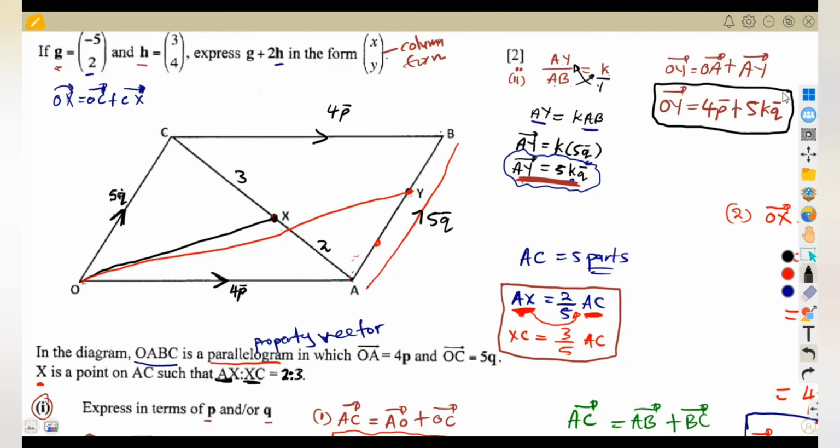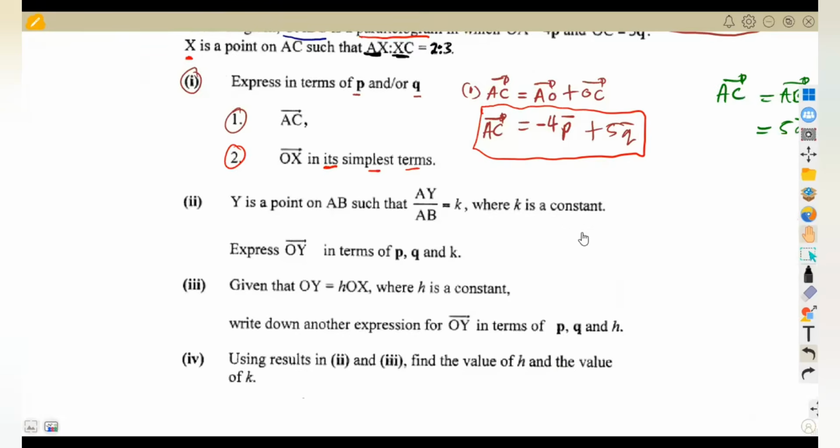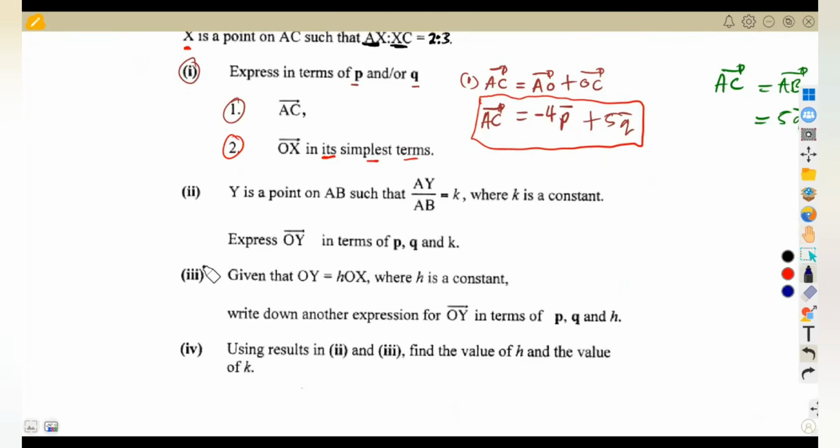So this one, it wanted you to properly understand the concept of a ratio. So let's move on to the other item. The other item of our question was now item 3, and item 3, we have a statement again, given that the same OY that we had here, now it is equal to H times OX, where H is a constant. So it can be written in terms of another constant, and they want us to express OY in terms of P, Q, and H.